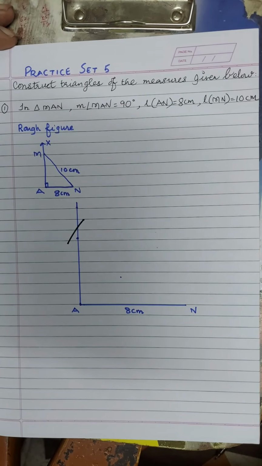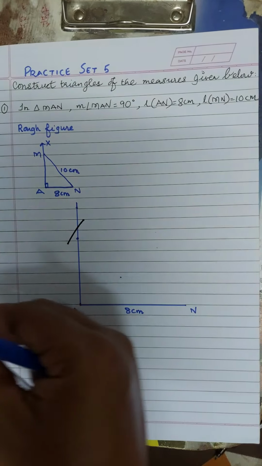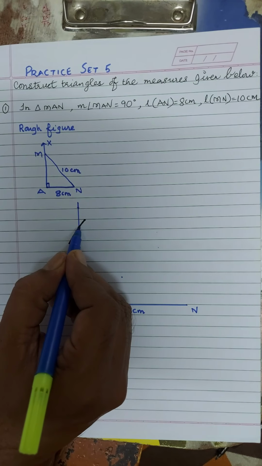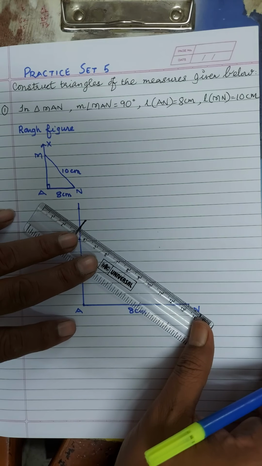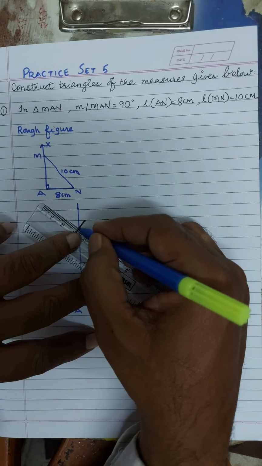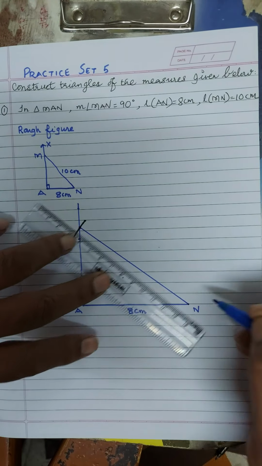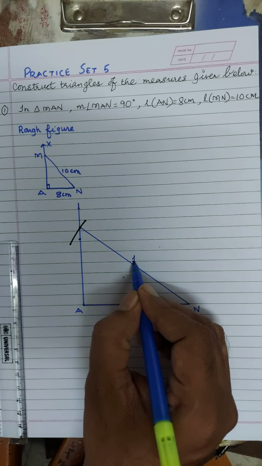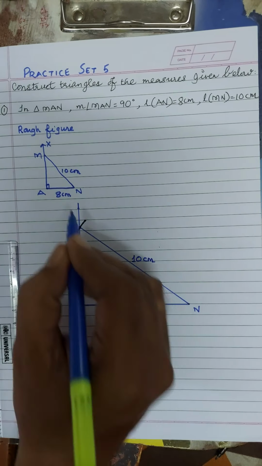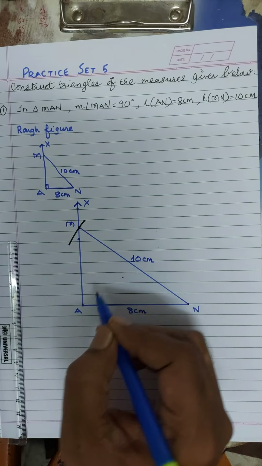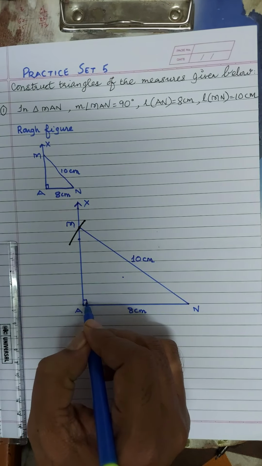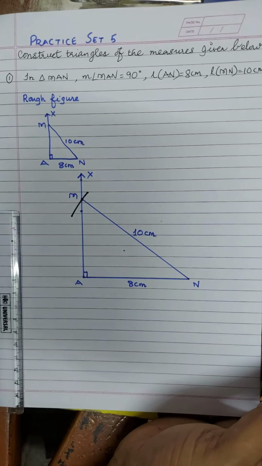What we got here is an arc, and this point of intersection we need to join with the end. So this is what we have taken, 10 centimeters, and this is nothing but our X. This is our required triangle LMN, and this is 90 degrees. See how simple it is.